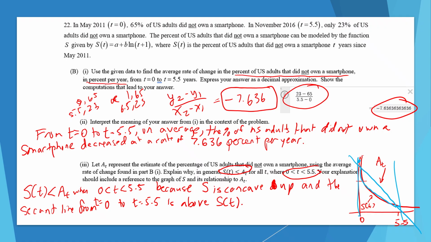And that would be perfect. That would get you full points. And so that is what I'm looking for. The main two things here are the fact that it's concave up and the secant line from 0 and 5.5, those are the 2 points that formed it, is just like above S of t, something like that. So that would be a perfect explanation there.